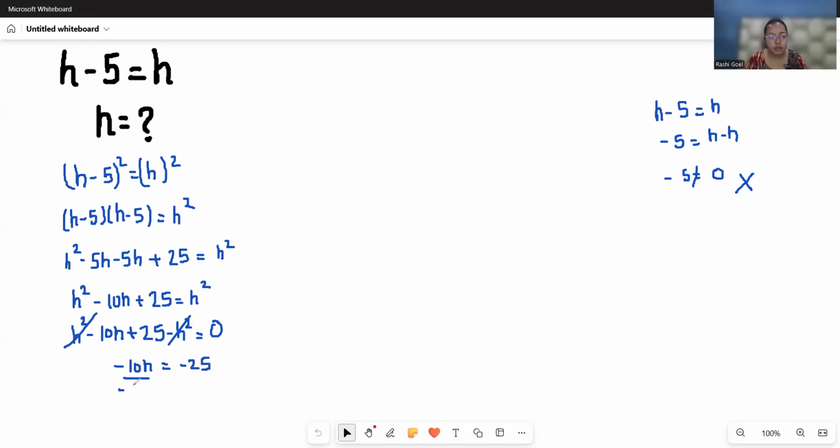Now if I divide both sides by negative 10, so h equals 2.5.